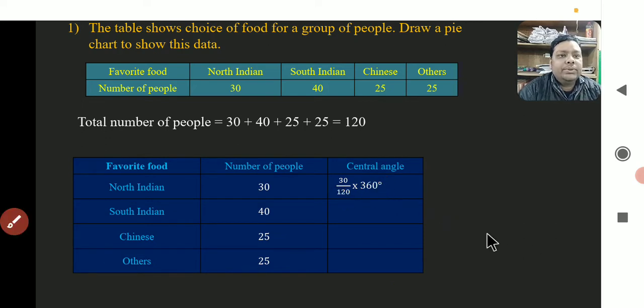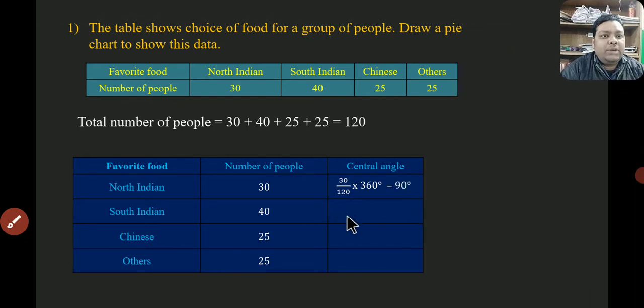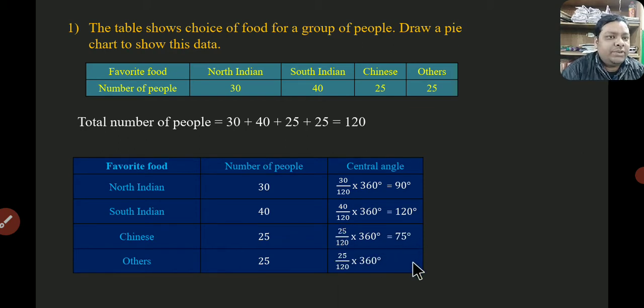Okay, done. Same as 40 by 120 into 360: 120 divides 360 three times, and 3 into 40 will be 120 degrees. Again 25 by 120 into 360: 120 divides 360 by 3, then 3 into 25 is 75 degrees, and this is also 25, so same 75 degrees. Now we know all the angles: North Indian 90 degrees, South Indian 120 degrees, Chinese 75 degrees, others 75 degrees. Now in the next slide we will draw the pie chart using this data.